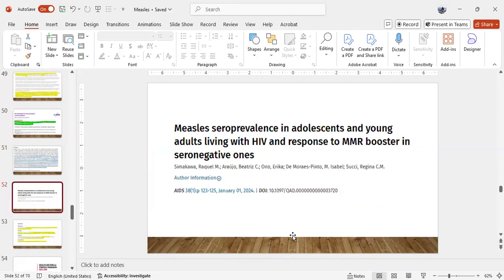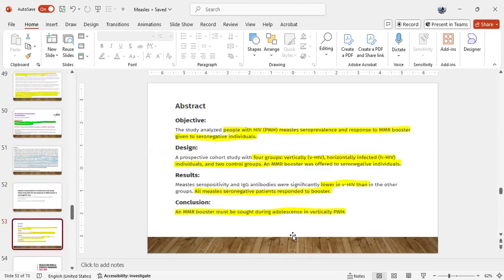Measles seroprevalence in adolescents and young adults living with HIV in response to MMR booster in seronegative ones. The objective of this study was to analyze, in people with HIV, measles seroprevalence in response to an MMR booster given to seronegative individuals. This was a cohort study with 4 groups: vertically infected individuals, horizontally infected individuals, and 2 control groups. An MMR booster was offered to seronegative individuals.